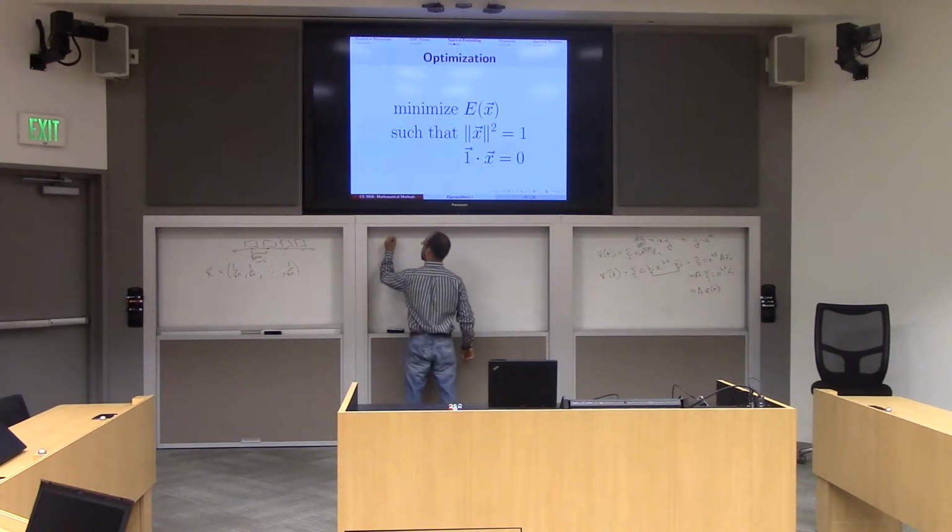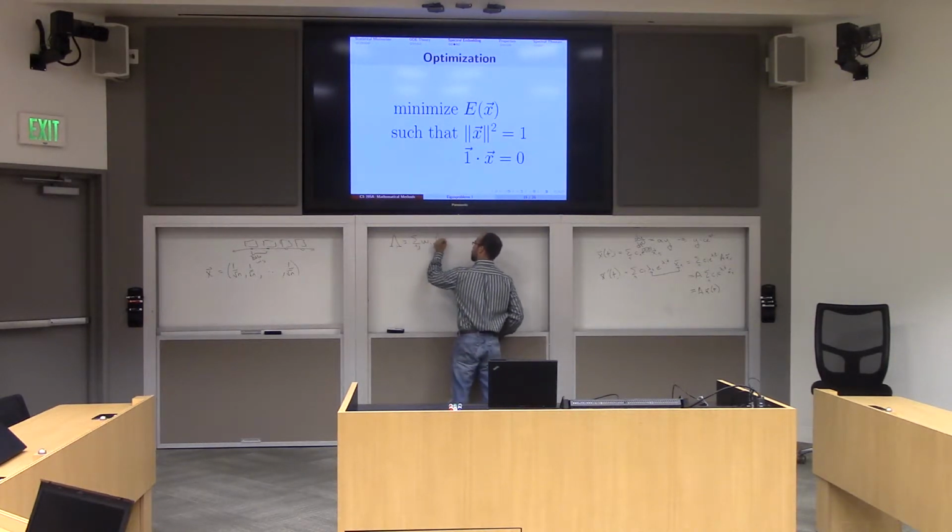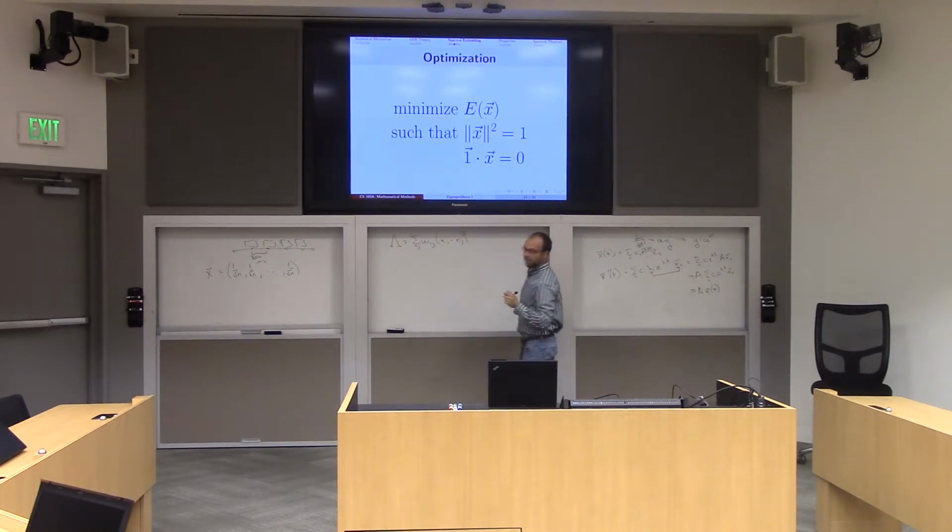So what is the Lagrange multiplier function now? Well, it's e of x, which we decided was the sum over ij of wij times (xi minus xj) squared, right? But we have constraints. Now we have 2 constraints. I'm going to have minus lambda times (x transpose x minus 1), minus mu times 1 dot x.